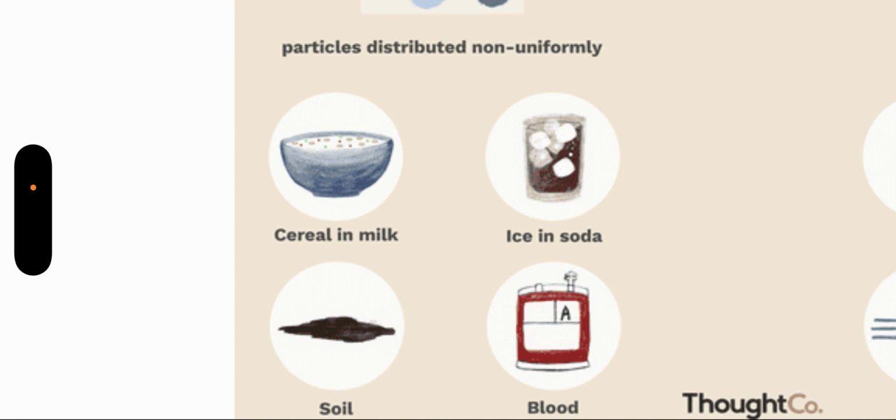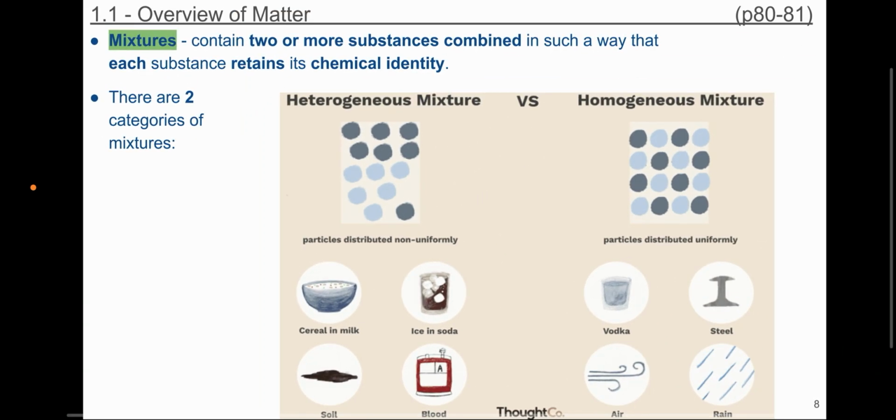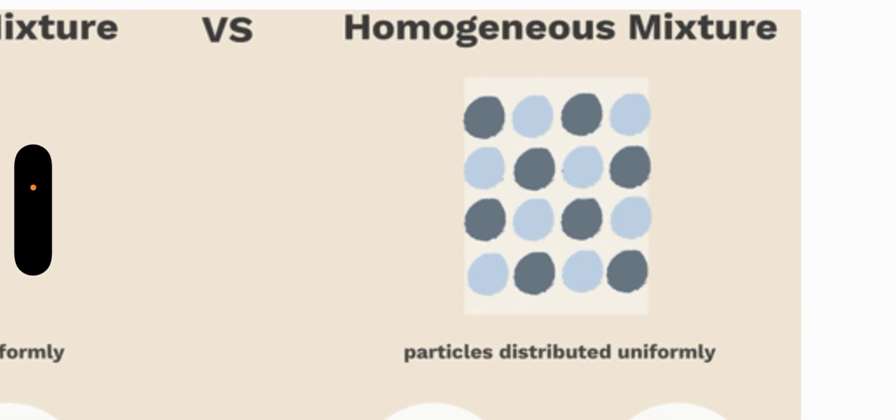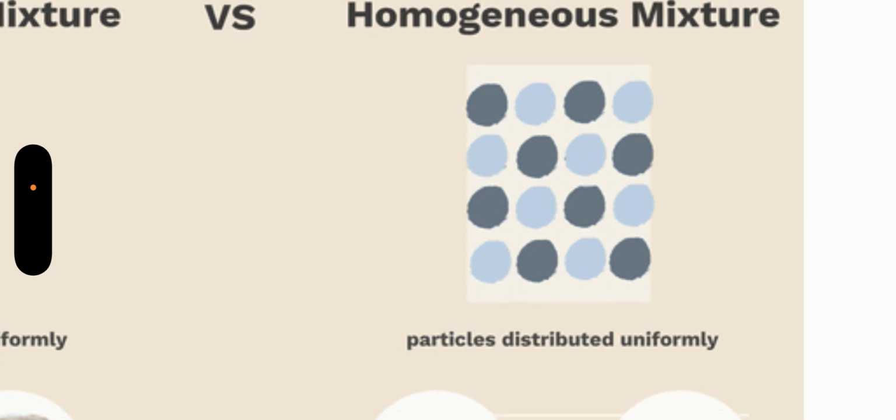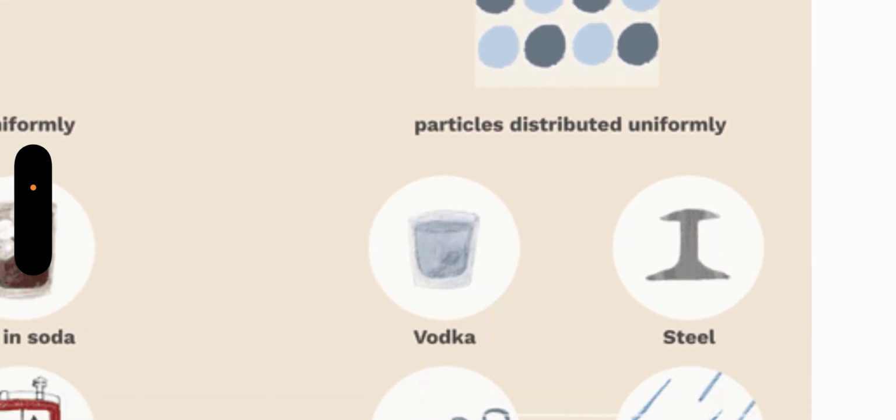But then heterogeneous mixtures can be a little bit tricky sometimes. Even blood, which can look pretty uniform, is actually made up of different pieces that aren't evenly blended. And we can talk about that a little bit more in detail in person. Whereas homogeneous mixtures, if we look at this diagram, the light blue and dark blue circles are evenly spaced throughout. Particles are evenly distributed or uniformly distributed.